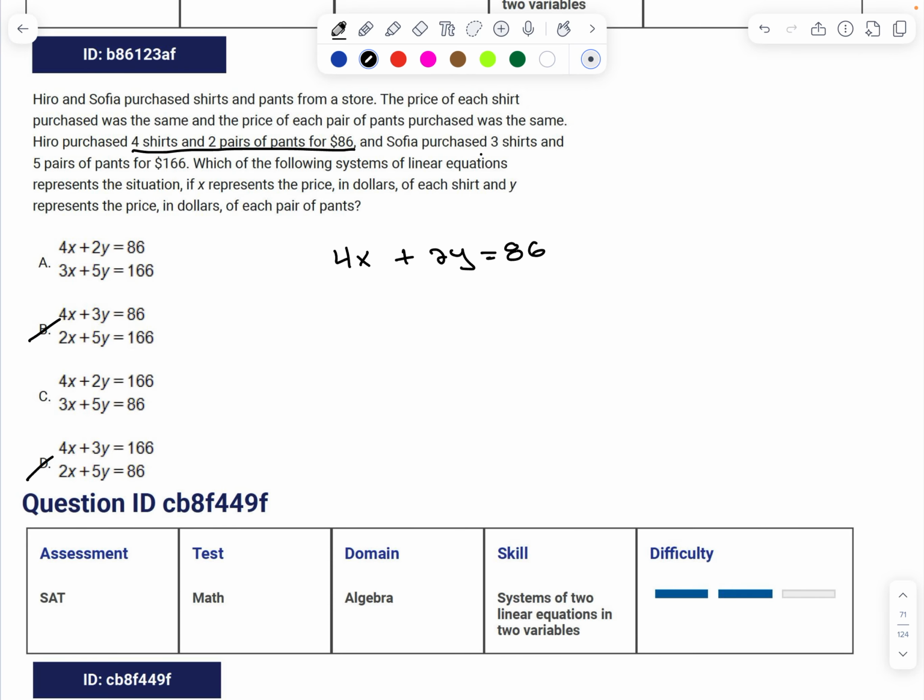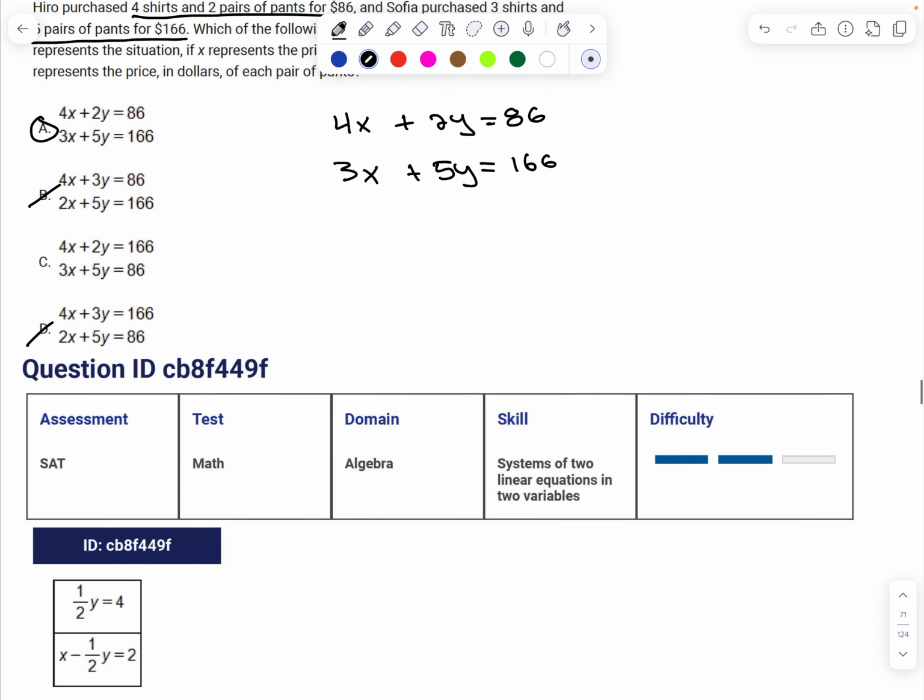Let's write the second one just for fun. Sophia purchased 3 shirts and 5 pairs of pants for $166. So 3 shirts and 5 pairs of pants for $166, right? So this one corresponds with the specific situation. If they asked you to find the solution for this, we'd simply take this and put it into Desmos and see where they cross, okay?